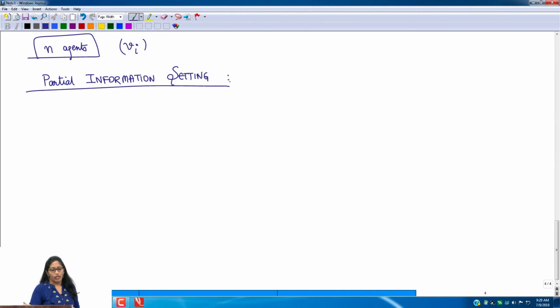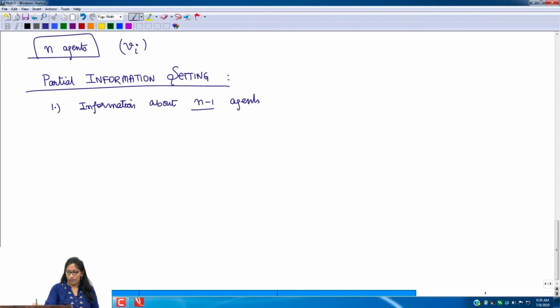So the idea is, let's say there is one particular agent who is, I don't know, the boss or someone, and who really doesn't want to reveal his valuations, and let's say all others are in a situation to follow this particular thing, and so we have information about just n-1 agents and not all of them. And we say that the nth agent is being secretive.